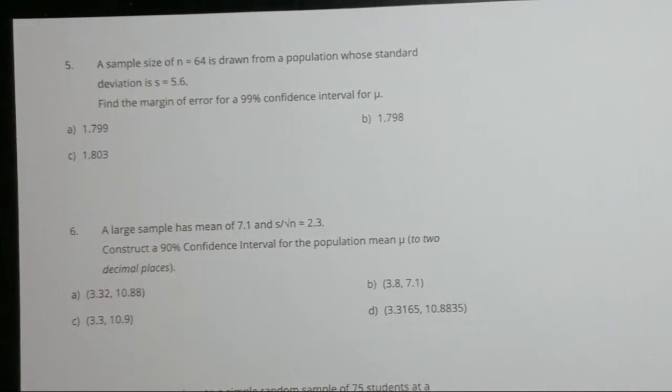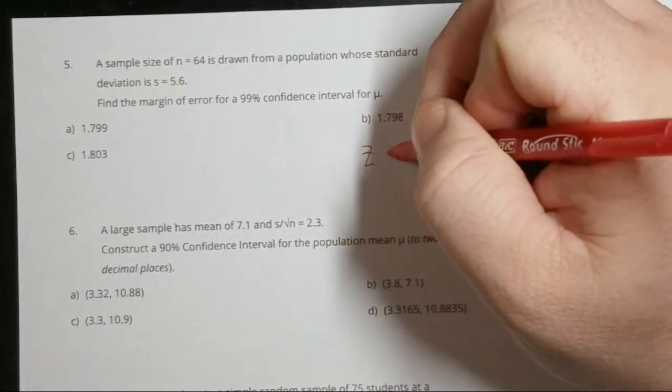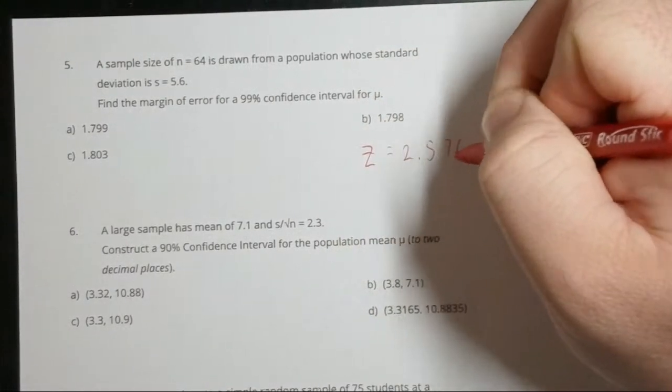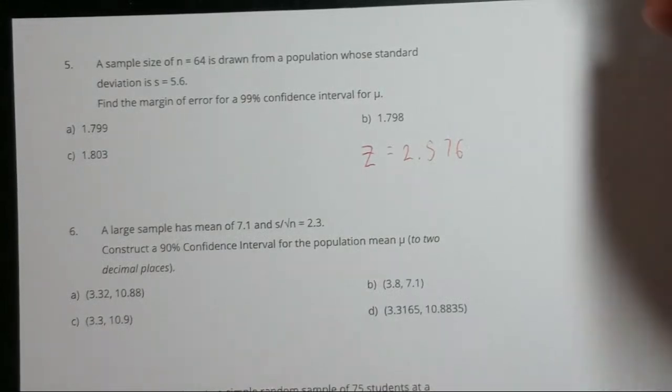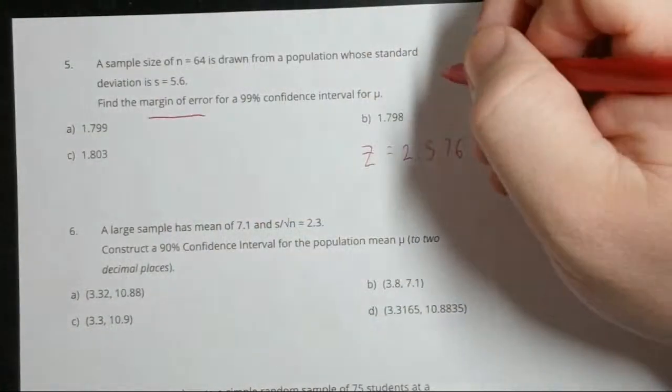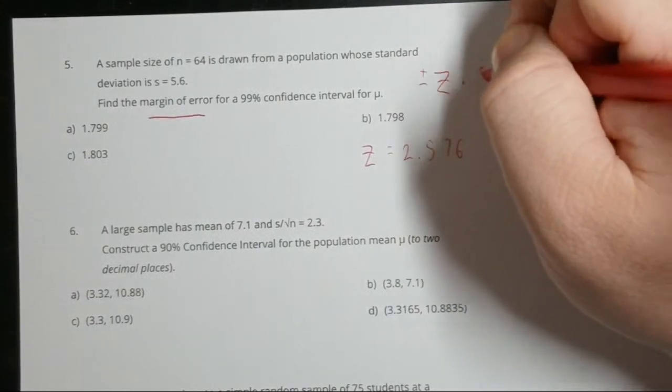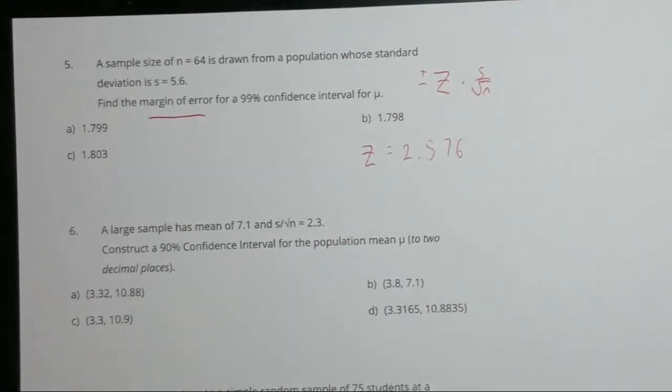Number 5. A sample size of 64 is drawn from a population whose standard deviation is 5.6. Find the margin of error for a 99% confidence interval. Well, if I'm going to find the margin of error for that, I am going to need that z value for 99%, which, according to my notes, is 2.576. And the formula for the margin of error would be plus or minus z times s over the square root of n. That's what you would have to calculate for this particular problem.